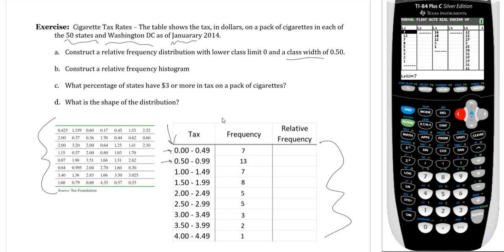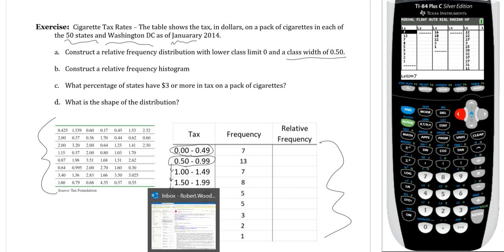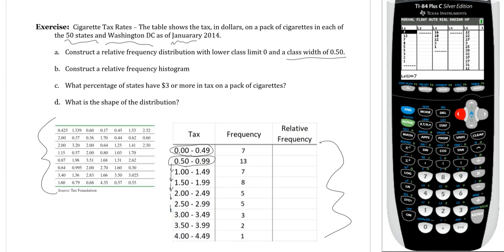The class width they gave us is what is telling us the difference between the consecutive lower classes. The first class has a lower class limit of 0. The second class has a lower class limit of 0.5. The next class goes to 1, and then 1.5, 2, 2.5, 3. That's what we would be working with if we were constructing class widths.